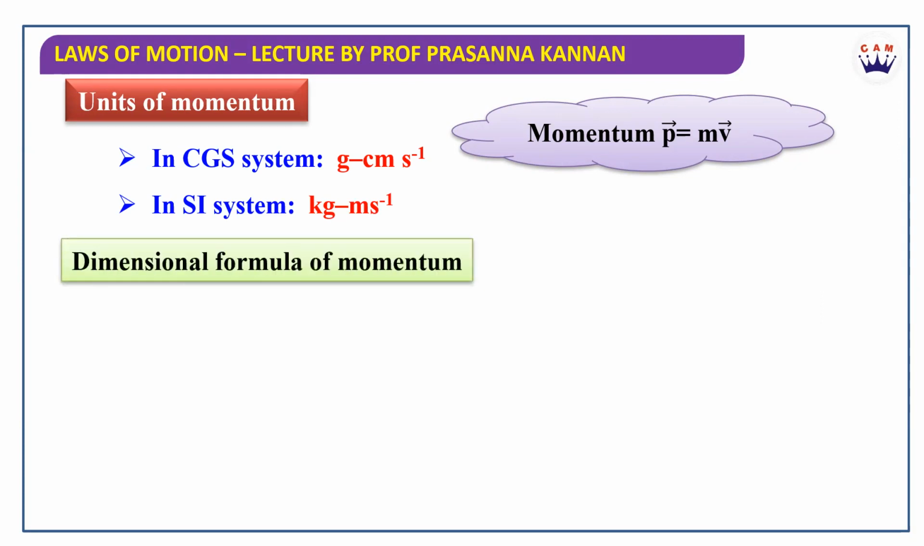Dimensional formula. What is the dimensional formula for momentum, guys? Kg, what is it? Capital M. For meter, what is it? L. For second, what is it? T. Second power minus 1, therefore it will be T power minus 1. M L T power minus 1. Kilogram is mass, so M. Meter is length, so L. Second refers to time, so time inverse.